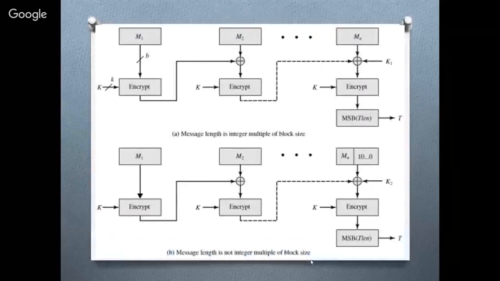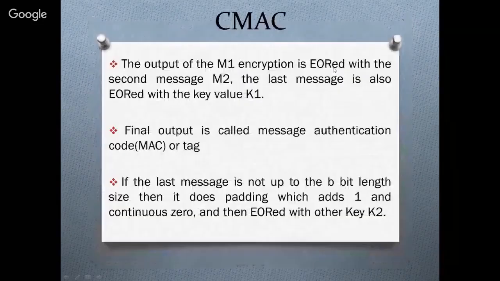That has been explained in this pictorial representation. Your message has been divided into different blocks. Each block is given to the encryption algorithm with the key value, and it produces a ciphertext over here. This information is XORed with your message 2, the plain text message. The output of this becomes the input to the encryption algorithm with the key value. The same process goes on for all the rounds, till the end of the divided information.